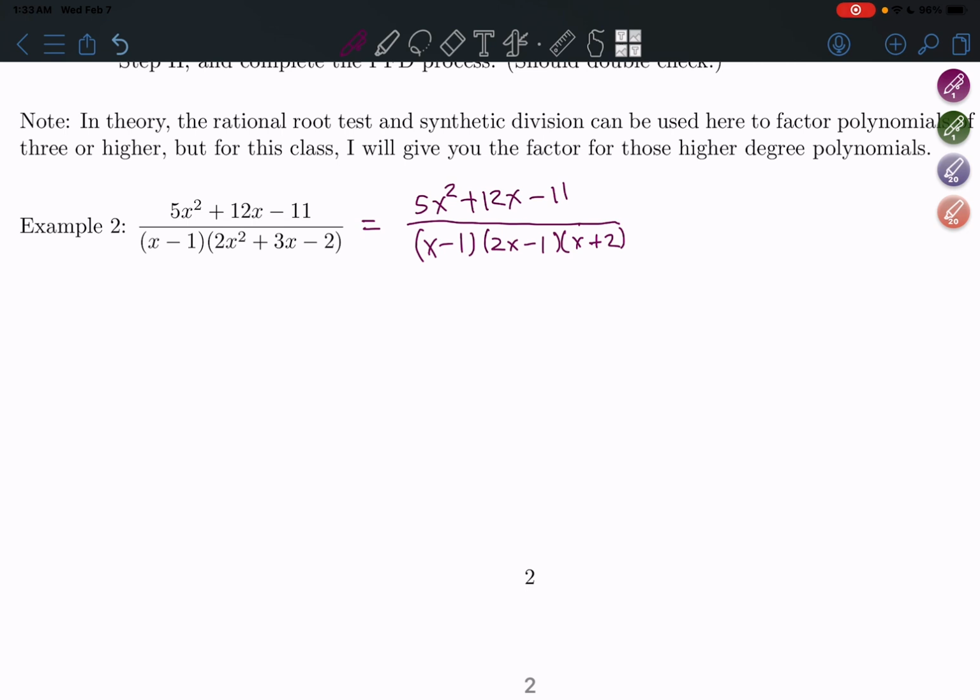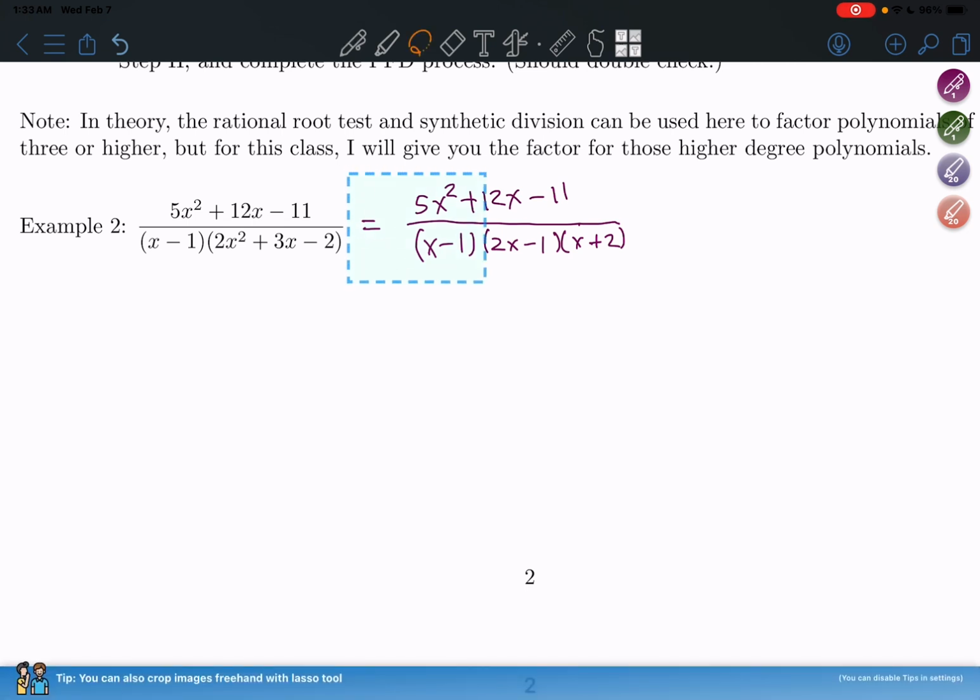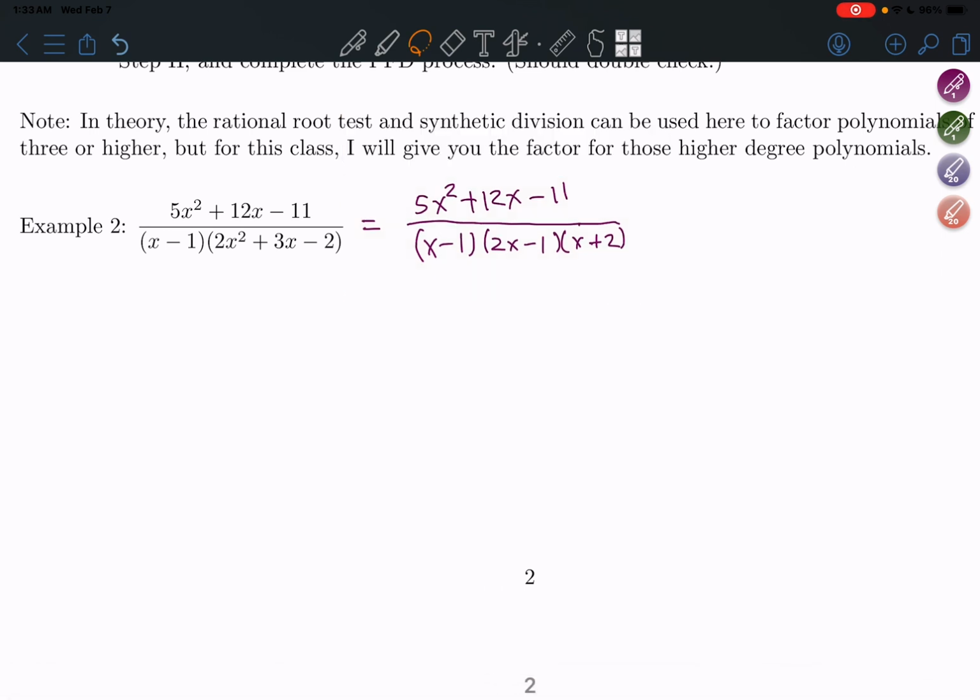Okay, so this right here is my factor. I'm going to put this on the side here. So this is my rational polynomial with the denominator completely factored out. So this is step 1: factor out all the denominator. Step number 2, I'll just put a 2 here.